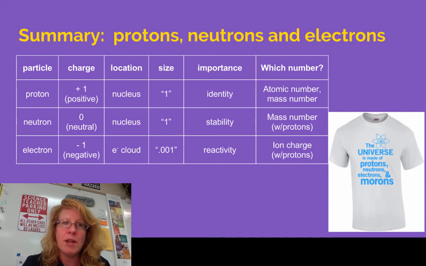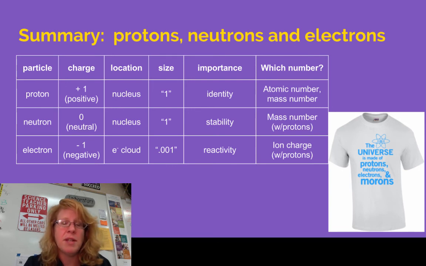Importance and which number are kind of the new things for you, maybe. The importance would be protons are involved directly in the identity of an element. Neutrons are the ones that provide the stability to the nucleus and either help or prevent it from being radioactive, help the nucleus hold its shape. And then the third one is reactivity for electrons. It's electrons gaining, losing, or having them that's going to cause chemical reactions to occur.